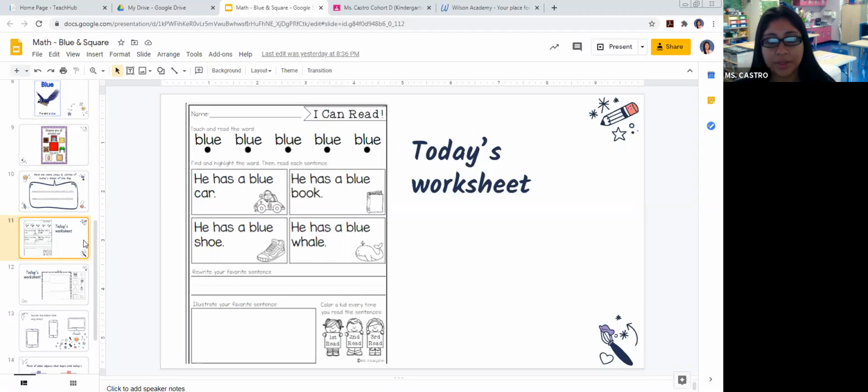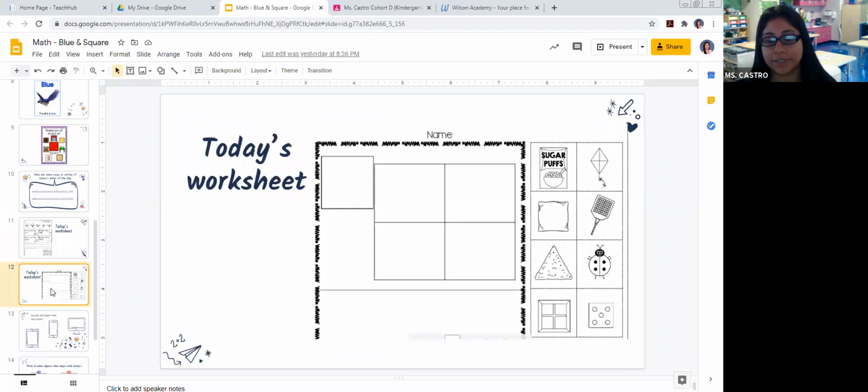So then your child picks one favorite sentence, any of these 4 sentences, and they rewrite it on the line. And then they illustrate the picture to go along with the sentence. And then every time that they read the sentences, they would color a child down here at the bottom. Okay? Then we have today's worksheet for the square.